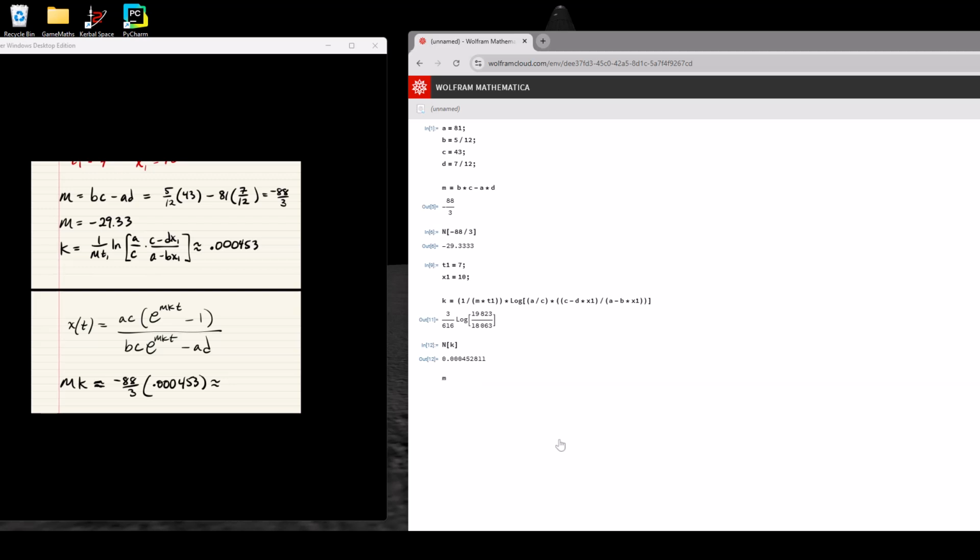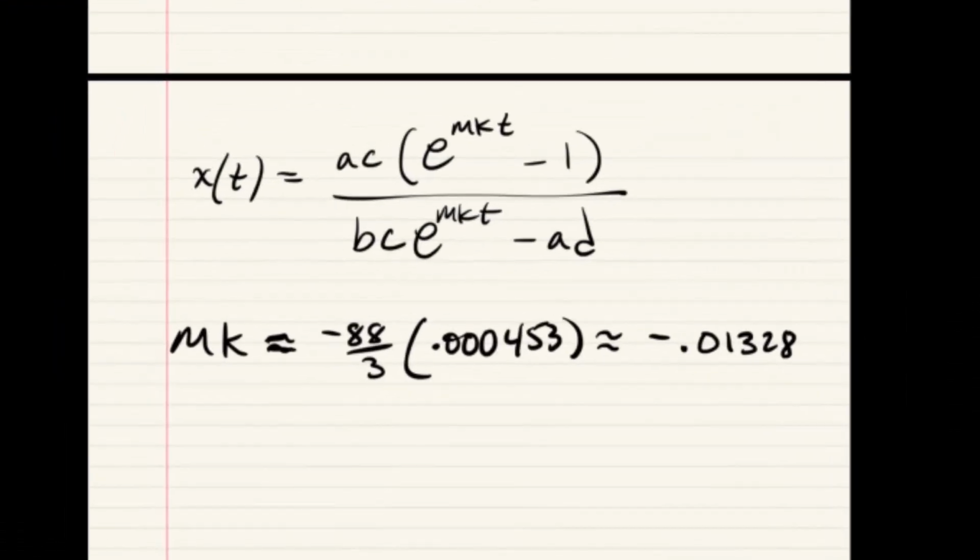So let's do m times k. I defined k and I defined m. I should be able to get those, and I have an exact value for that, and I can get a numerical value. Negative 0.0132, let's say negative 0.013, let's say 28. Okay, so I think I have enough now. I can write my solution.